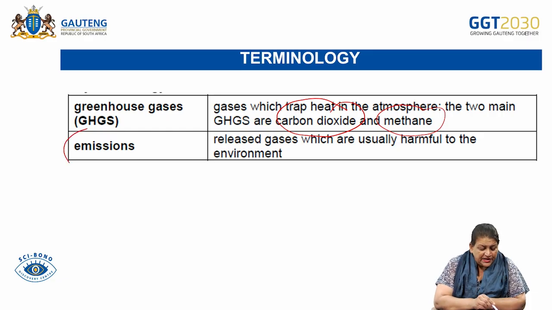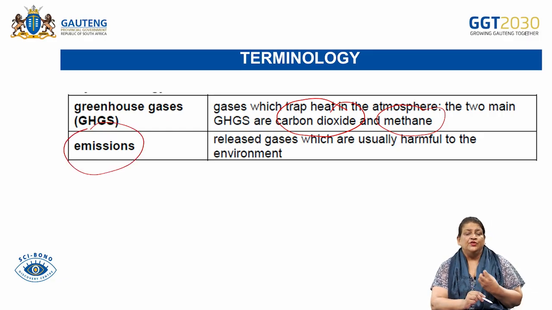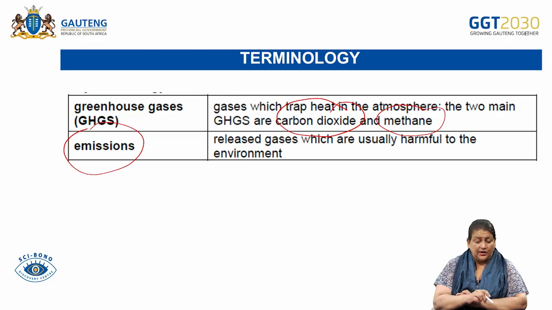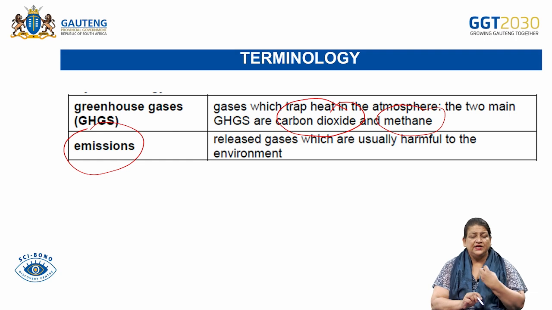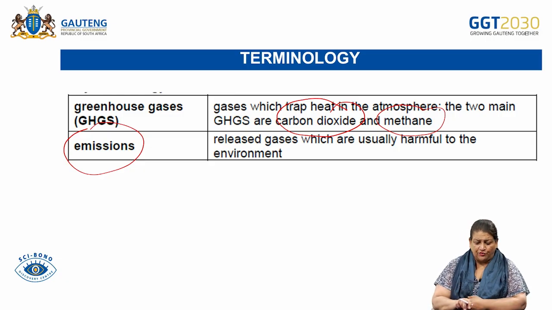Now, what is the word emission? Emission means those sources that release carbon dioxide and methane. And we're going to look at all the sources that release these greenhouse gases. So releasing of the gases which are harmful to the environment. So the releasing of the gases to the environment is called emission. So for example, carbon monoxide emission from vehicles. So it means releasing or giving off.